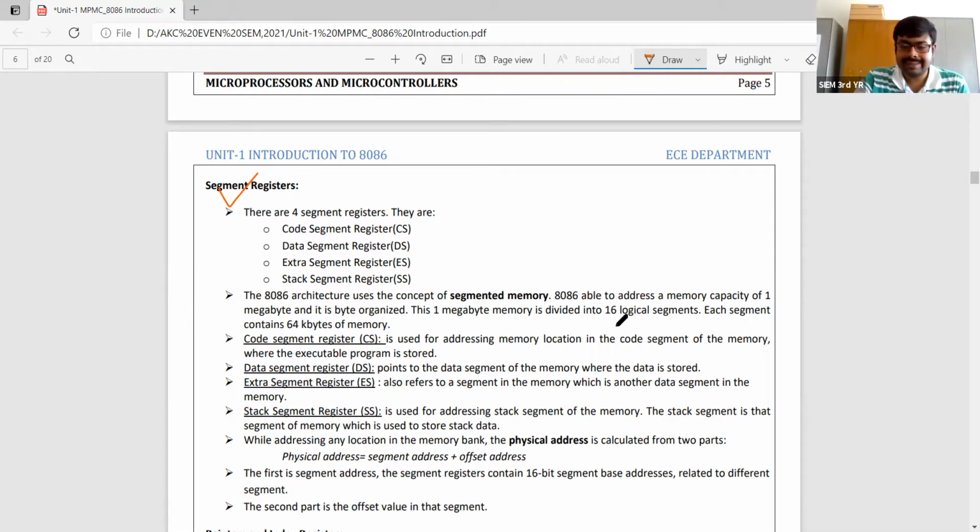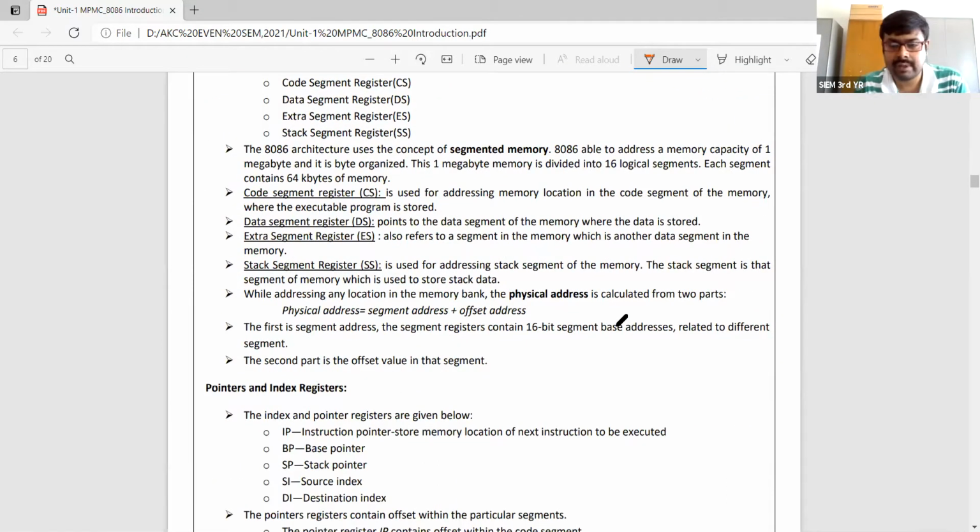Now we will go into the details of these different types of registers. Just now we have mentioned the segment register names. The 8086 architecture uses the concept of segmented memory. Segmented means a slotted kind of thing. The 8086 is able to address a memory capacity of up to 1 megabyte, and it is byte organized. We have already seen how many bytes it can handle.